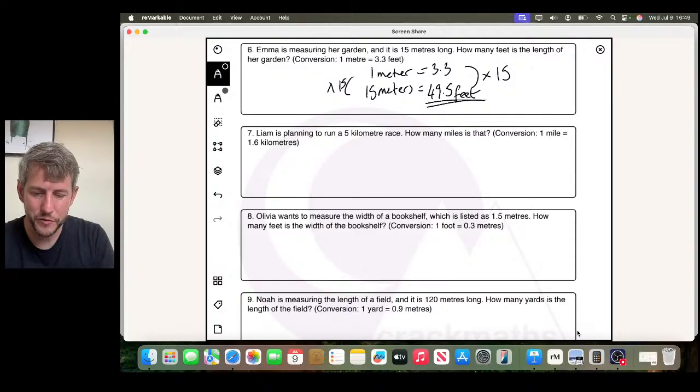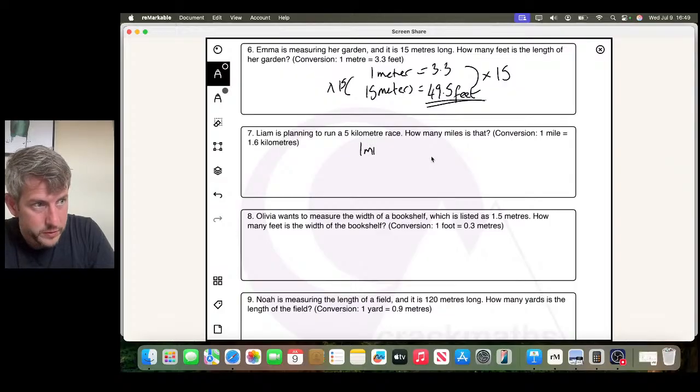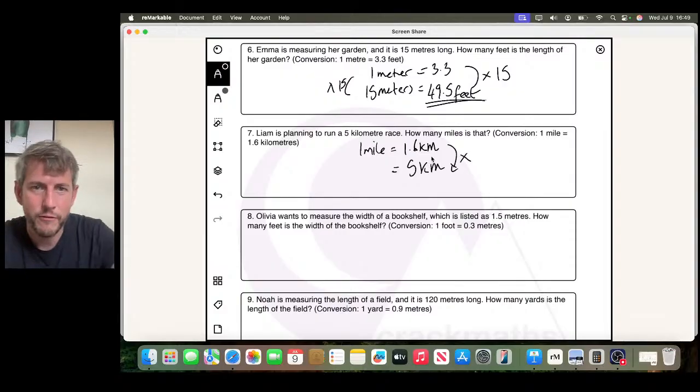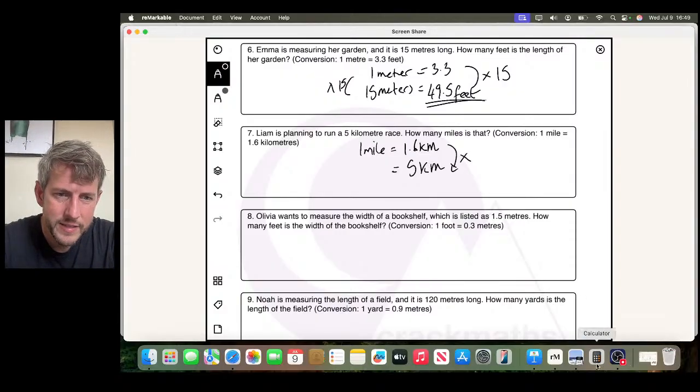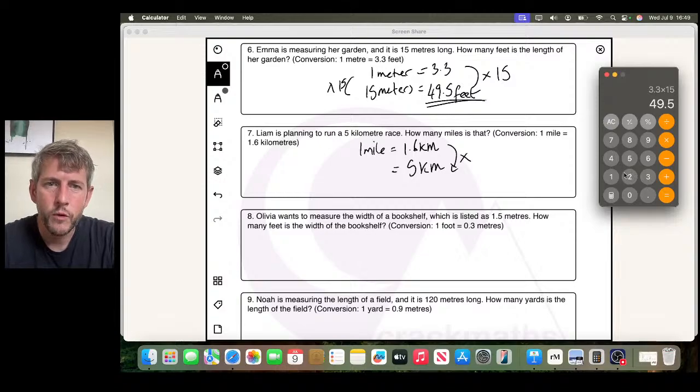So here we go. Liam is planning to run a 5-kilometre race. How many miles is that? Conversion: 1 mile is 1.6 kilometres. We want to know how many miles 5 kilometres is. That's a good question actually, because people often do 5k runs, don't they? So 1.6 times what equals 5? We get that by doing 5 divided by 1.6.